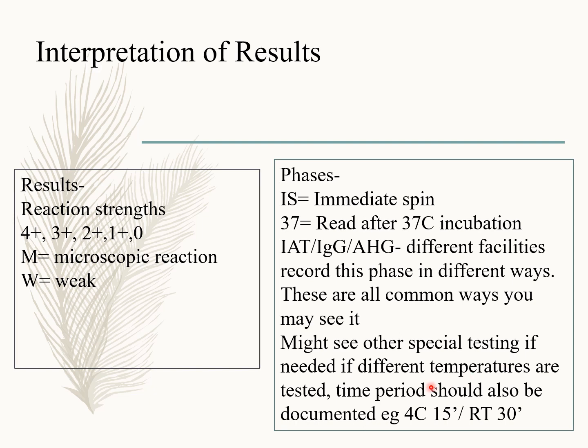So if you are trying to look for a cold antibody, you can incubate at room temp or 4 degrees. So you want to record how long. So typically it's recorded like this, 4 degrees Celsius for 15 minutes or room temp for 30 minutes. And then if you use any, like a ficin treated panel, or you use LISS or PEG, any enhancements, you want to record that as well.